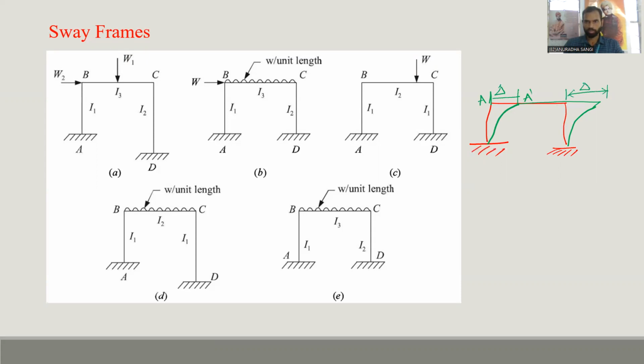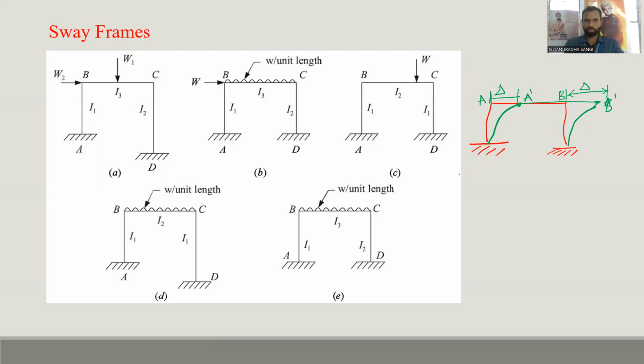Why is it capital delta? Both are the same. Why? Because both the columns are connected together, and in the slope deflection method of analysis, axial deformations of the members are neglected. So from this condition, we can consider AA dash and BB dash will be equal to delta. That is, equal amount of sway will take place for both the columns.